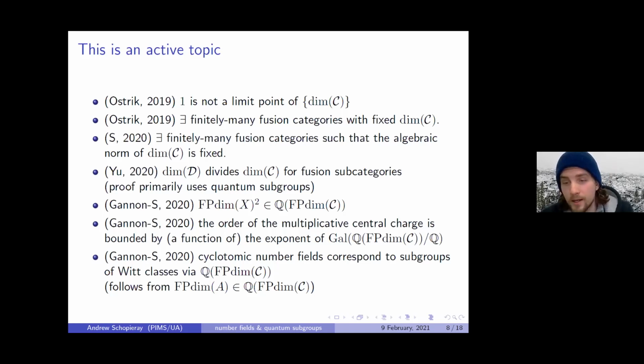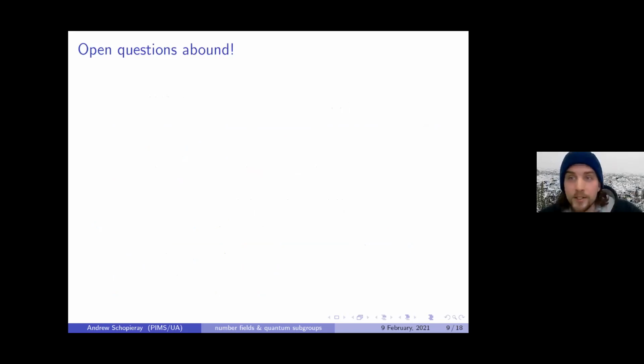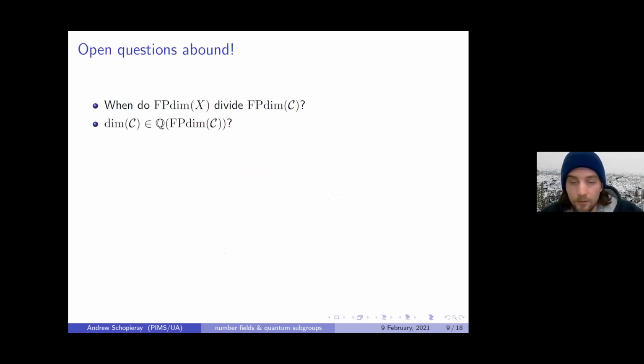So the list could go on and on about new results, because like I said, we still don't have this overarching understanding of what these dimensions are. So there are open questions everywhere as well. For instance, we don't even know when the Frobenius-Perron dimensions of objects divide the dimension of the category itself. This is completely open. We don't even know how the categorical dimension and the Frobenius-Perron dimension talk to each other. Does one sit inside the field generated by the other or not? Completely unknown. As I mentioned before, we don't know whether the categorical dimensions of these categories are discrete.